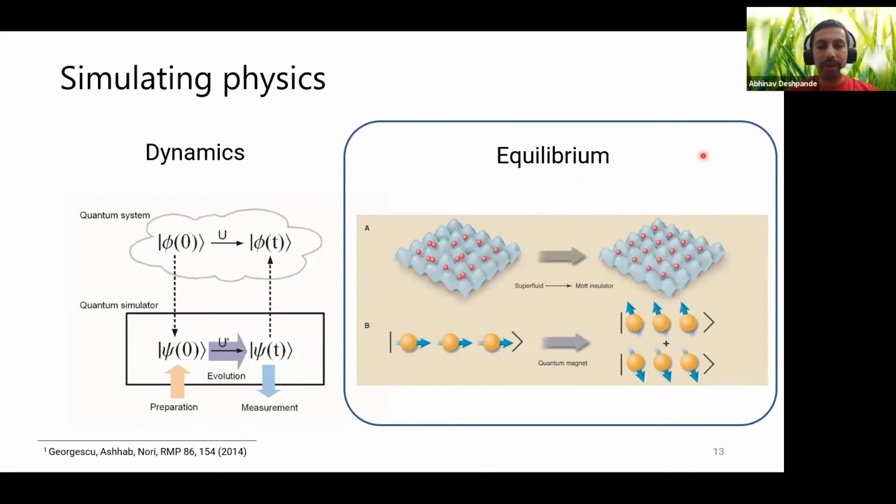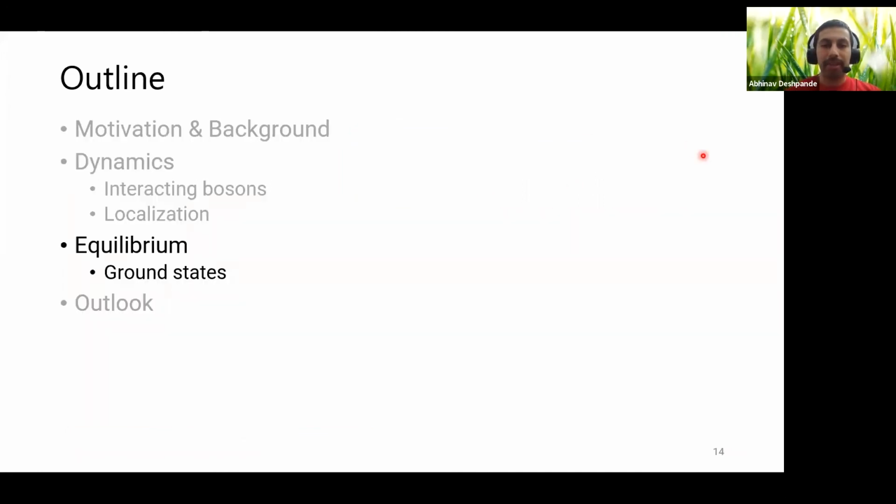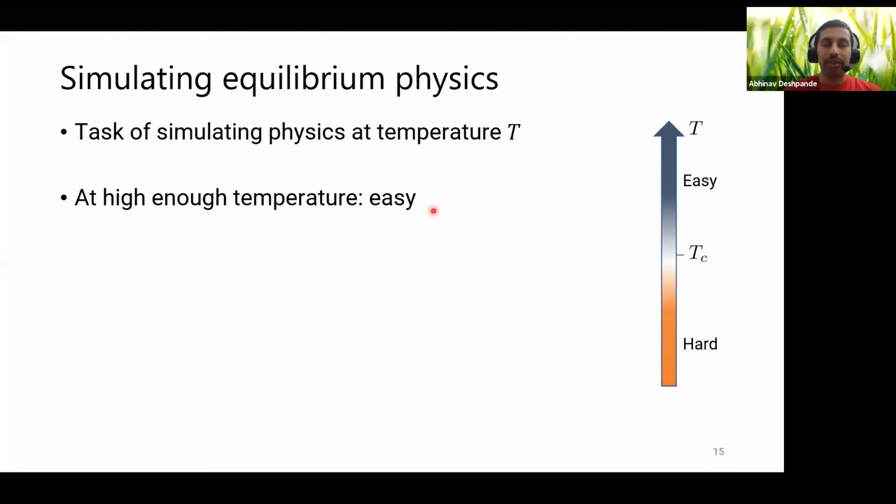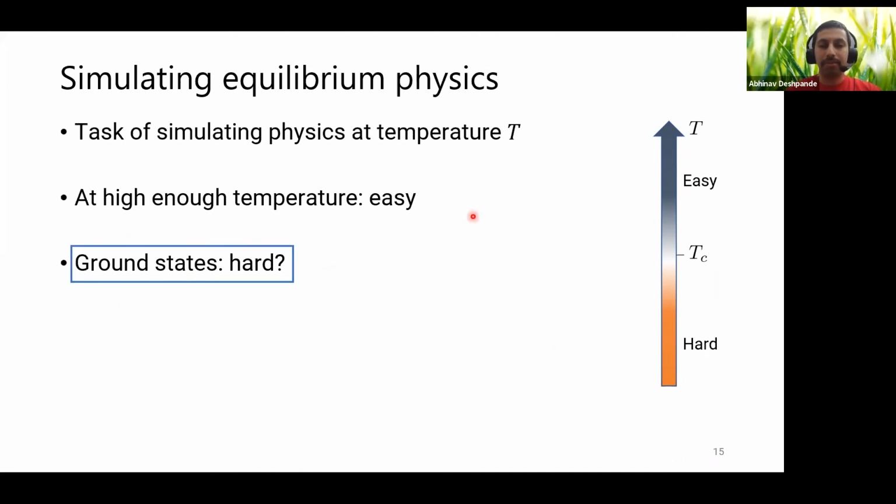I'll now speak about equilibrium, and specifically I'll be speaking about ground states. But the general picture I would like you to keep in mind is that we want to simulate equilibrium physics at some temperature T. If the temperature is high enough, this can be easy because the system is usually well described by, say, a maximally mixed state. The other extreme is that of ground states, which can sometimes be hard to simulate even quantum mechanically. And so we'll focus on this for the rest of my talk.